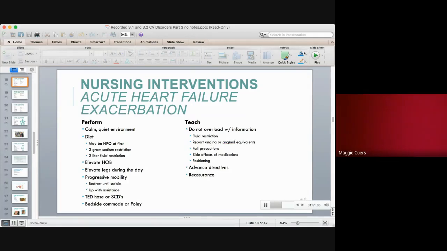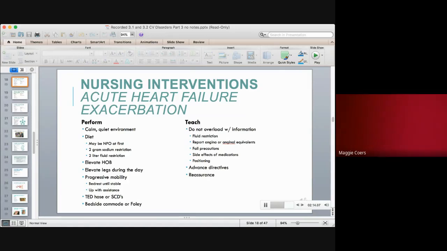We want to make sure that we get the patients up and walking. Okay, so bed rest until stable, but then up with assistance, get everything moving around. Bedside commode, okay, so the patient can get to the bathroom quickly, especially if they're on an increased Lasix or Aldactone, or we can have a Foley catheter put in.